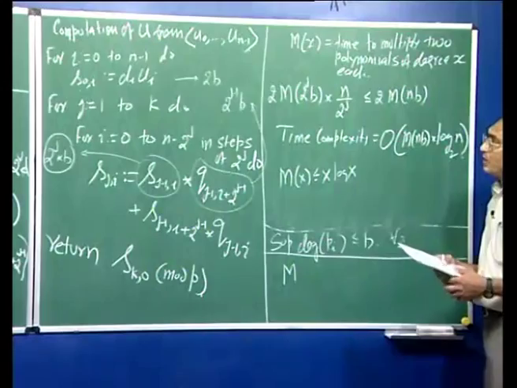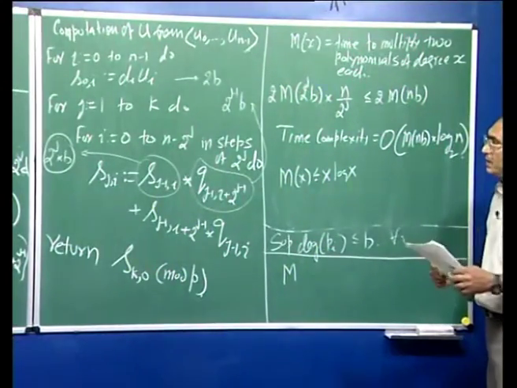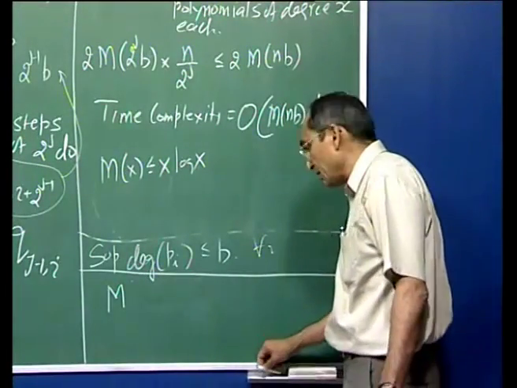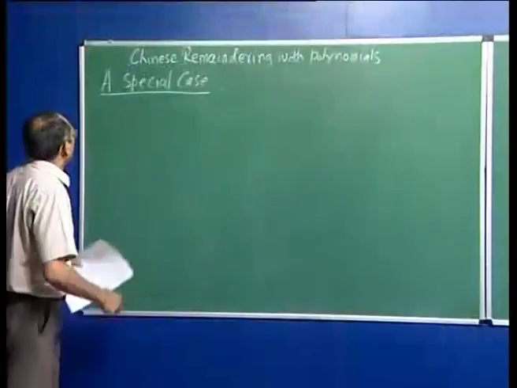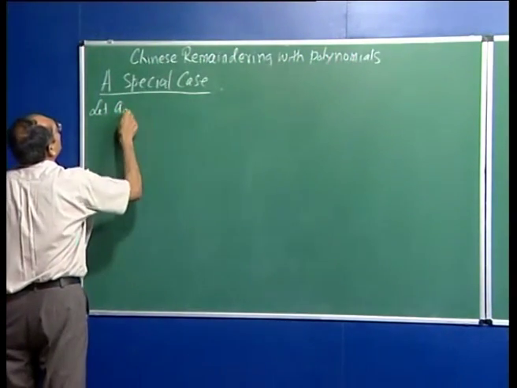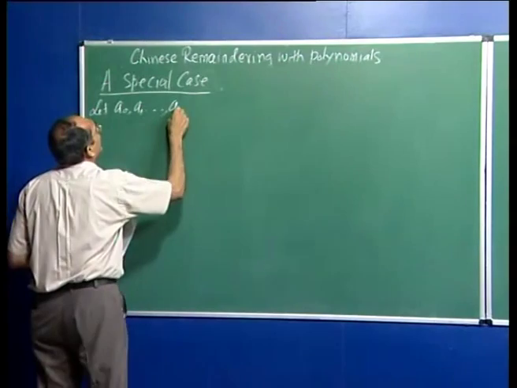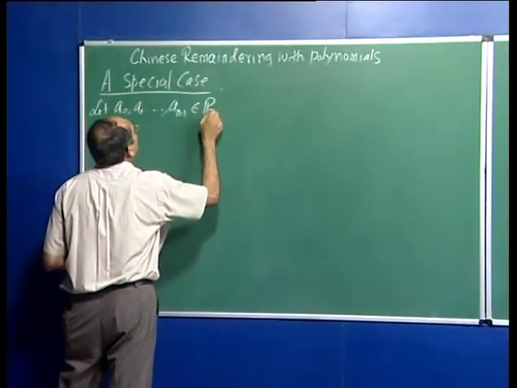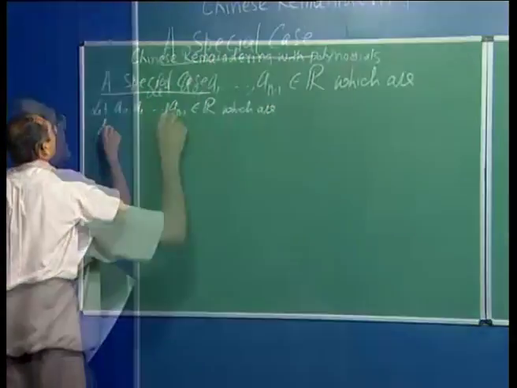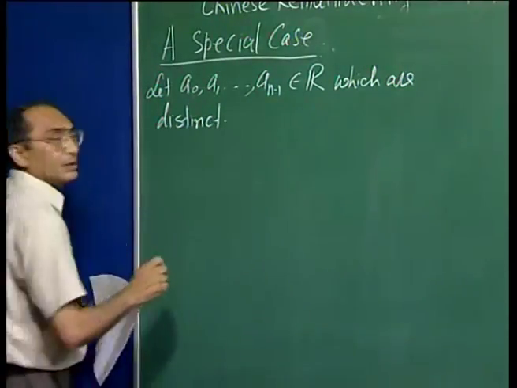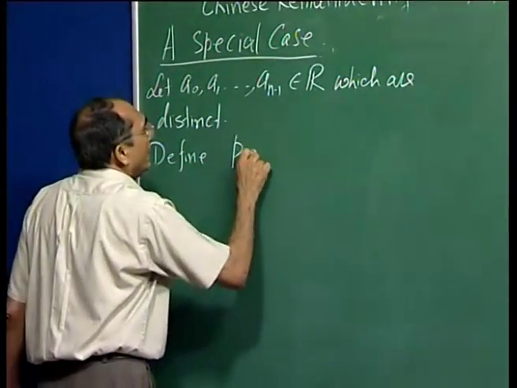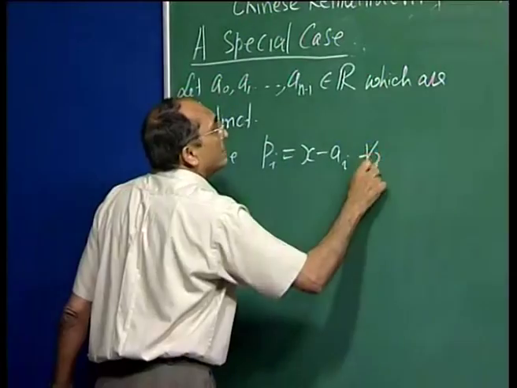So, now I am ready to discuss a special case. In the special case, I am going to take a very specific set of P_i's and show the consequence of these computations. So, now we are coming to a special case of P_i's. Let a0, a1, ..., a_{n-1} be some real numbers which are distinct. Now, define P_i as x minus a_i for all i.